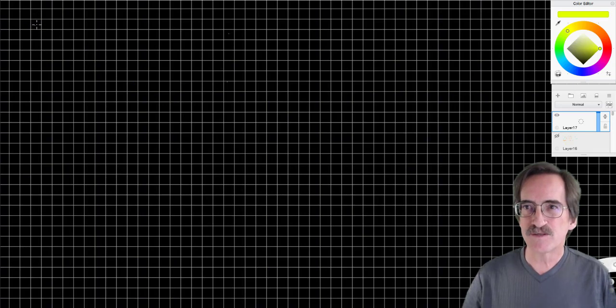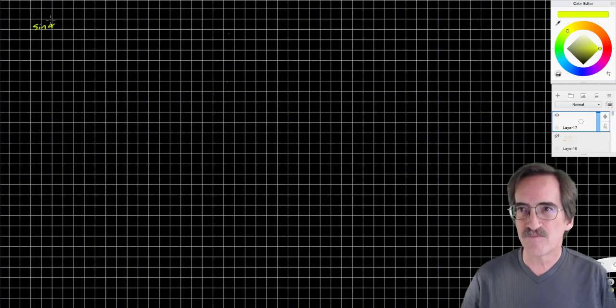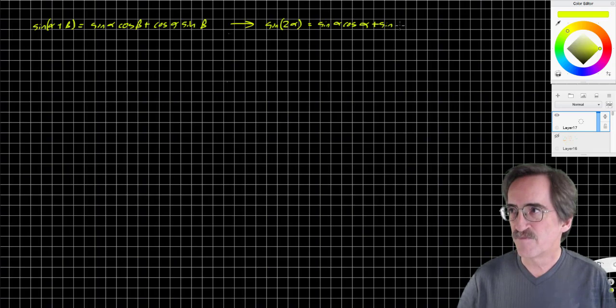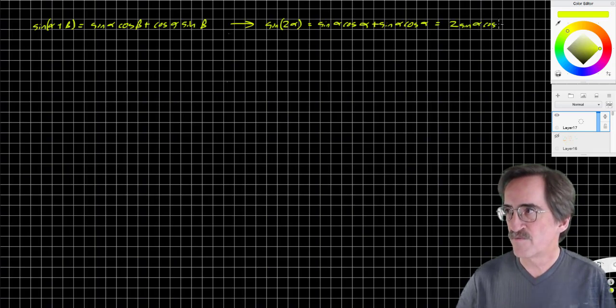So let me remind you of some formulas that we already know. Sine alpha plus beta equals sine alpha cosine beta plus cosine alpha sine beta. Okay, let's extend that. What if I'm now talking about the sine of 2 alpha? Well, that's like the sine of alpha plus alpha, which is sine alpha cosine alpha plus cosine alpha sine alpha, which simplifies to 2 sine alpha cosine alpha.